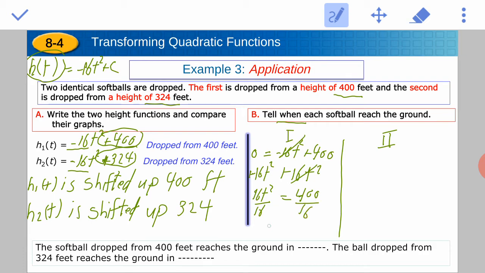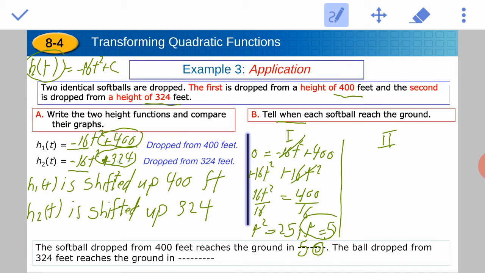If you divide by 16, guys, you will get t squared equals 25. But wait a second, guys, our concern is t, not t squared. So if you take the square root of 25, you will get t equals 5 seconds. So the softball dropped from 400 feet reaches the ground in 5 seconds. And we're going to do the same for the second softball. The equation that describes the second softball is h2 of t equals negative 16t squared plus 324.